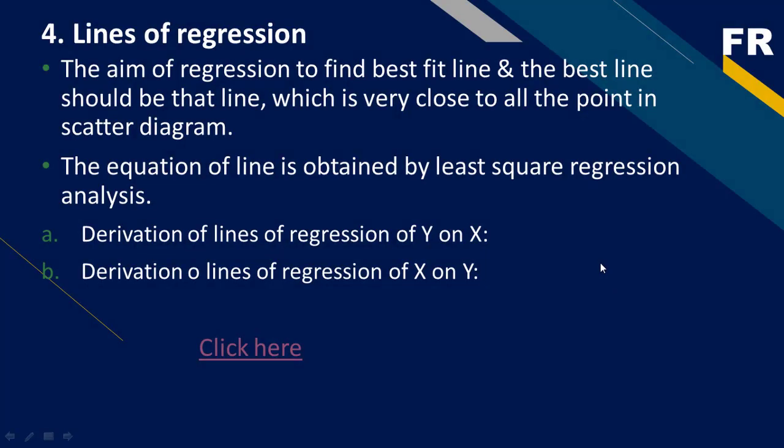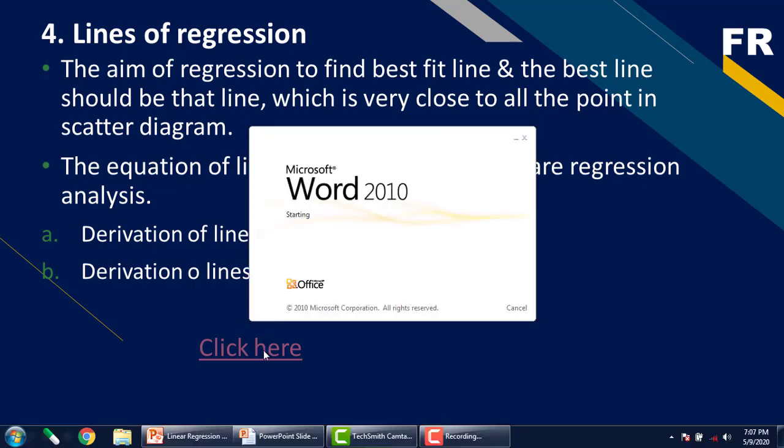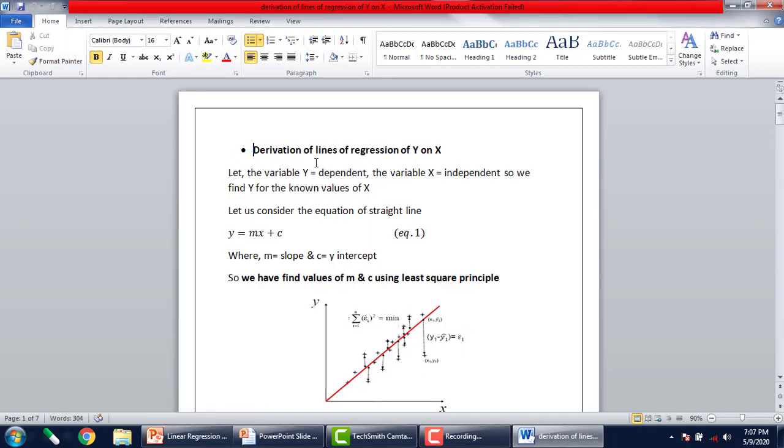Now we'll see derivations. The aim of the regression is to find the best fit line, and the best fit line should be that line which is very close to all points in the scatter diagram. So we are interested to draw the line on a scatter diagram. The equation of a line is obtained by least square regression analysis. So there are two derivations: derivation of line of regression y on x and x on y. Here we'll see first the derivation of line of regression of y on x.